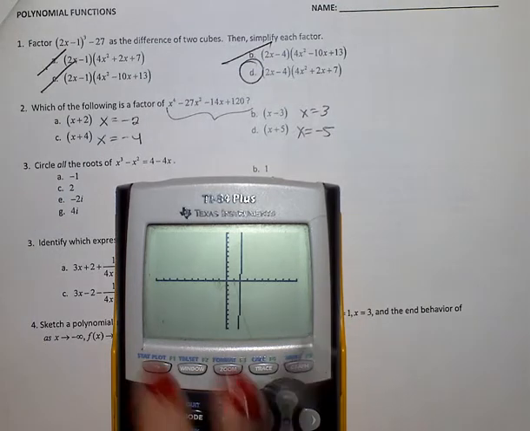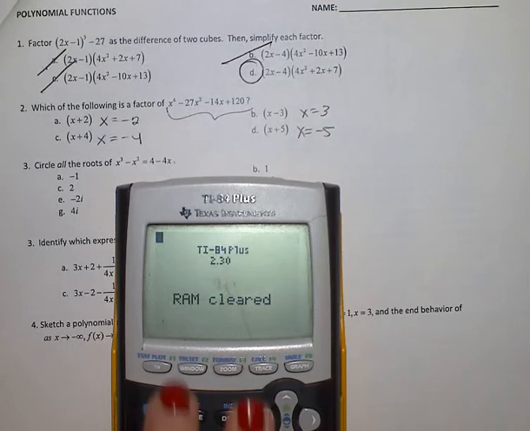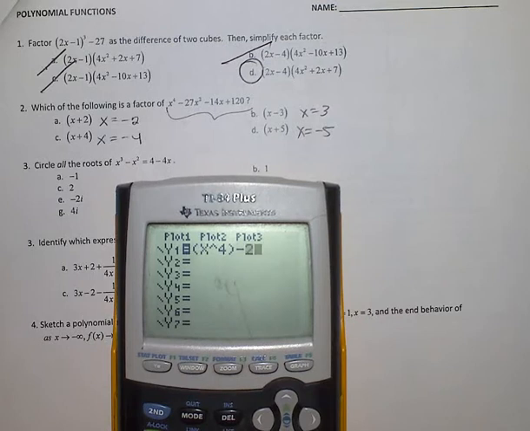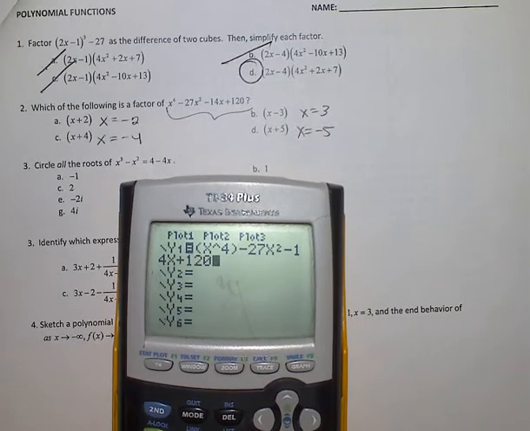So I'm going to clear my calculator and go to y equals. Make sure you're using parentheses. X to the 4th, subtract 27x squared. Notice there's no x cubed in this one. Don't make that mistake. Subtract 14x plus 120. I graph it.